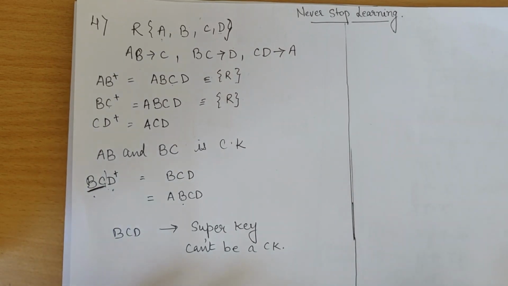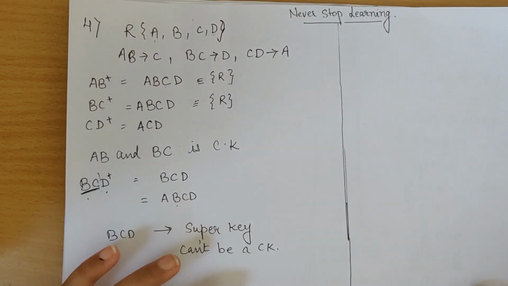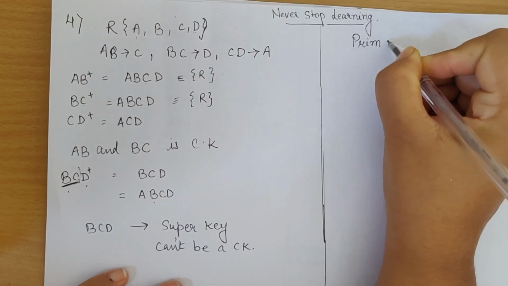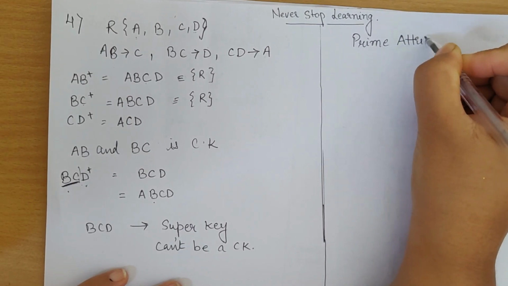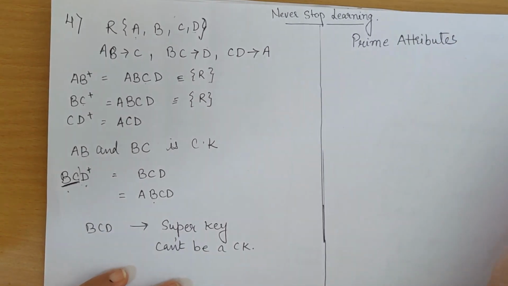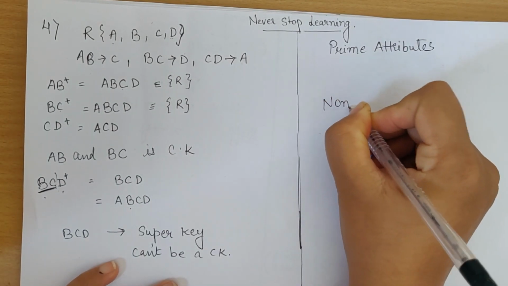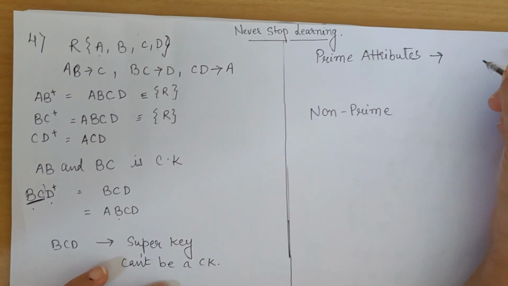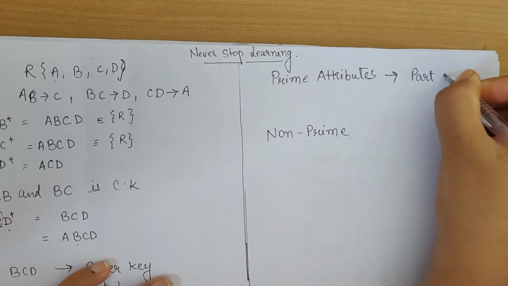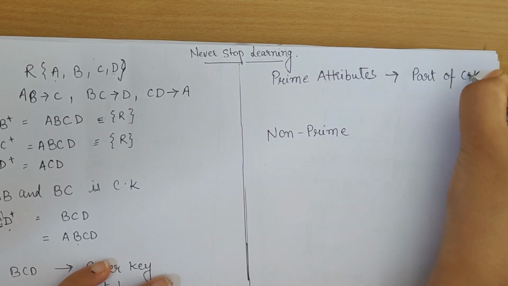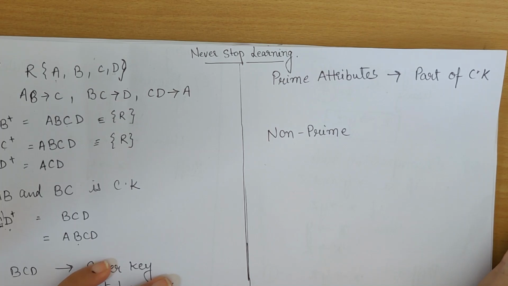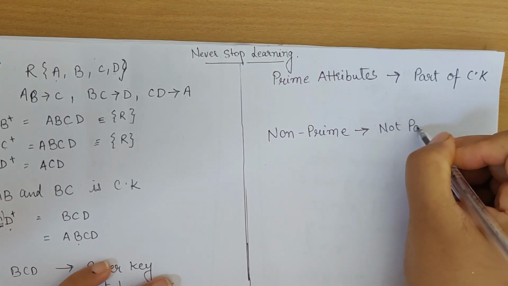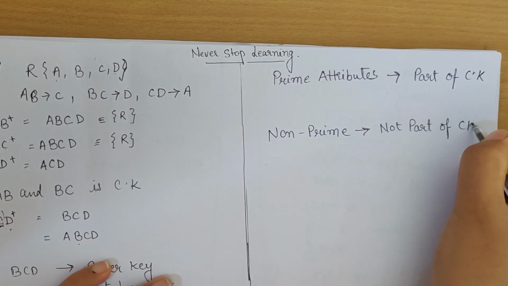Fine. Now, one more concept, because we will use this thing very frequently in the coming lecture. Prime attributes and non-prime attributes. So there are two types of attributes which you have to remember. One is prime and another is non-prime. Prime attributes are those attributes which are part of candidate key. So if any attribute is part of candidate key, we will call it a prime attribute. If they are not part of candidate key, then we will call it a non-prime attribute.